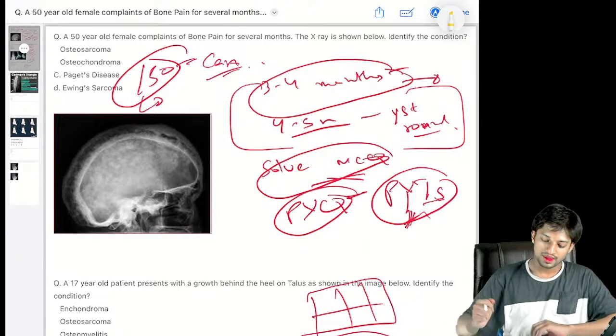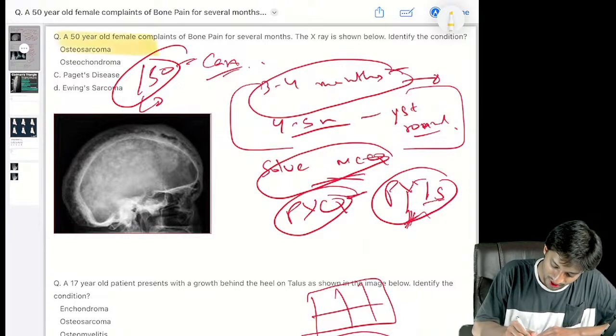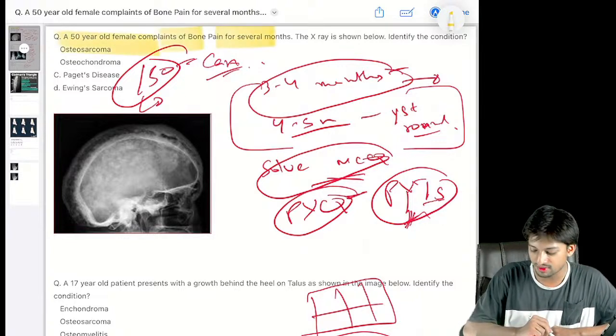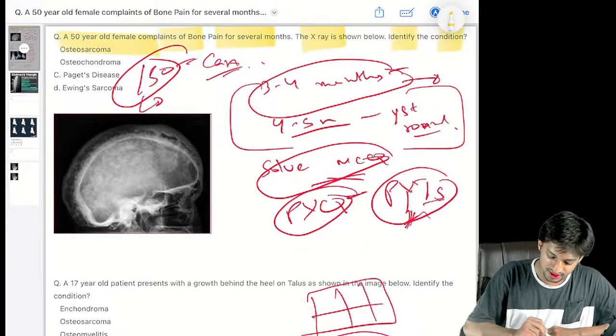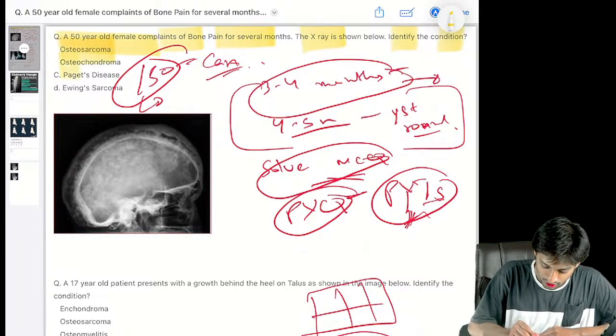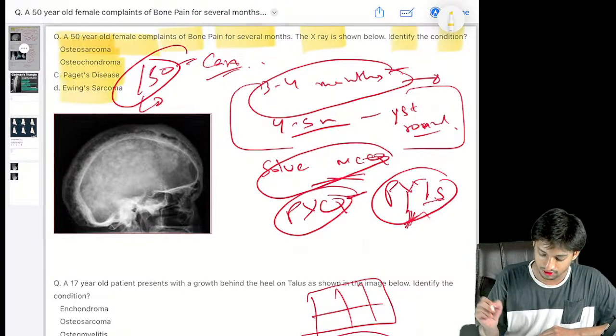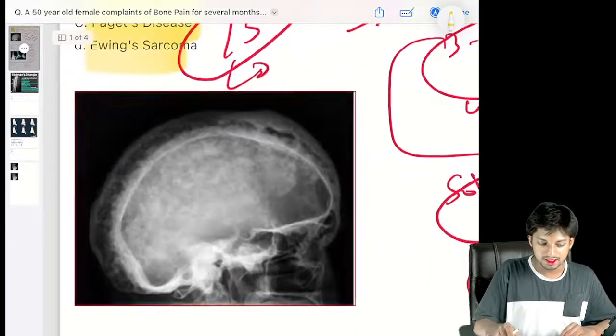So chalo, tell me this. A 50-year-old female complains of bone pain for several months. The X-ray is shown below. Identify the condition, whether it is osteosarcoma, osteochondroma, Paget disease, or Ewing sarcoma. Look at the X-ray and tell, please.